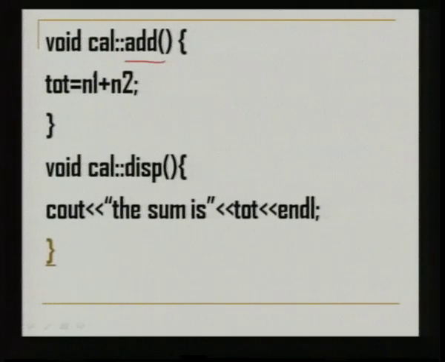Next we have to define the add function. Add, we all know it is to sum up. So, n1 and n2 are added, the values given to TOT, and then display is to display the result. So, see out, the sum is TOT. So, with this all the definitions of the functions are also over. So, the class has been fully created and it is now complete.